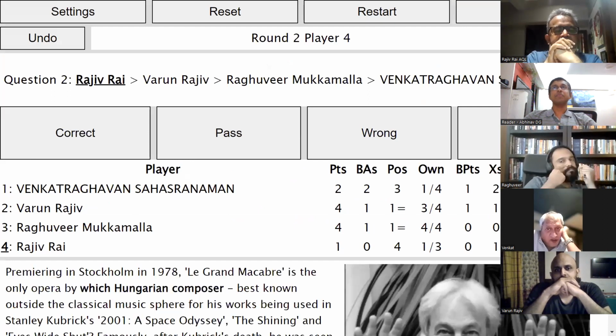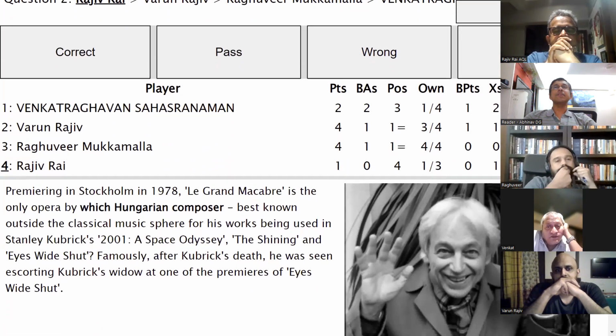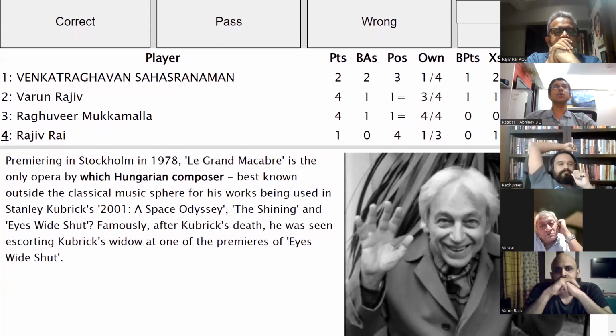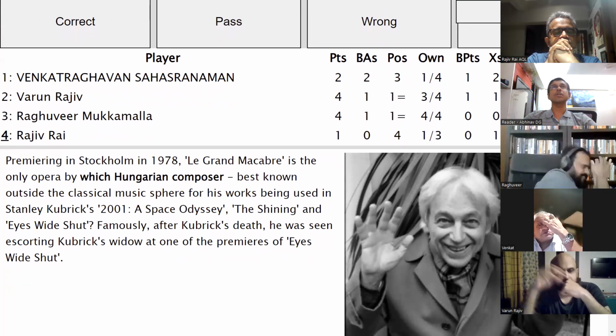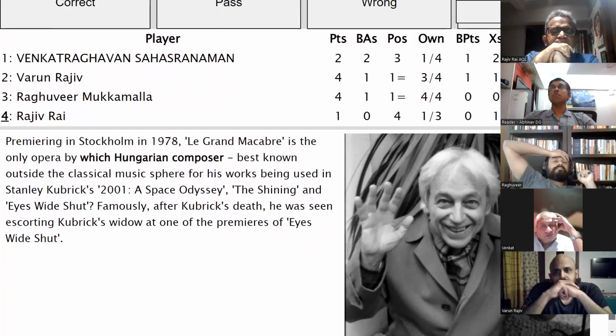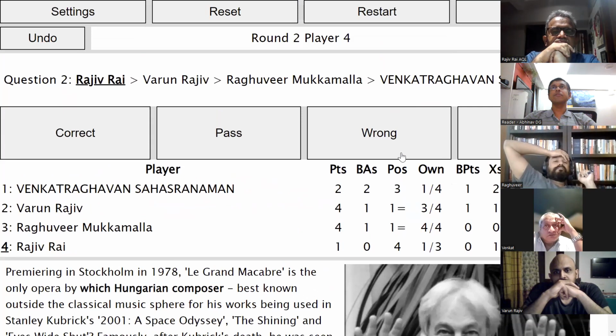Your next one, Rajiv. Premiering in Stockholm in 1978, La Grande Macabre is the only opera by which Hungarian composer, best known outside the classical music sphere for his works being used in Stanley Kubrick's 2001: A Space Odyssey, The Shining, and Eyes Wide Shut. Famously, after Kubrick's death, he was seen escorting Kubrick's widow at one of the premieres of Eyes Wide Shut. Which Hungarian composer? I'll go with Bela Bartok. Bela Bartok died in 45 when Kubrick was just considering making movies.